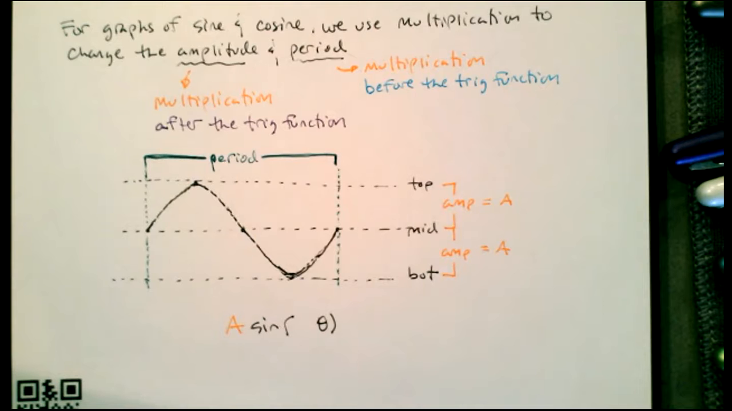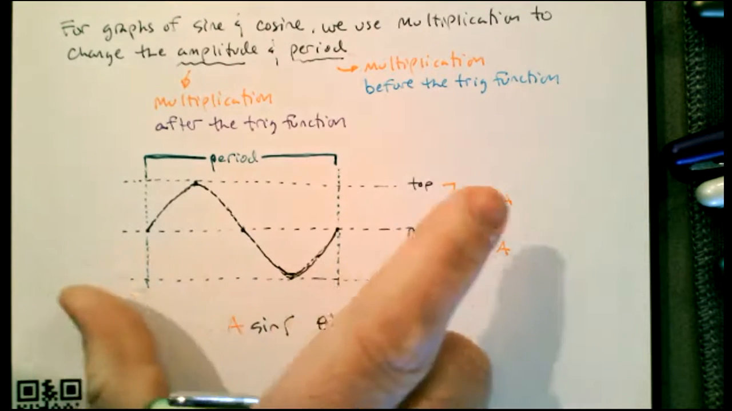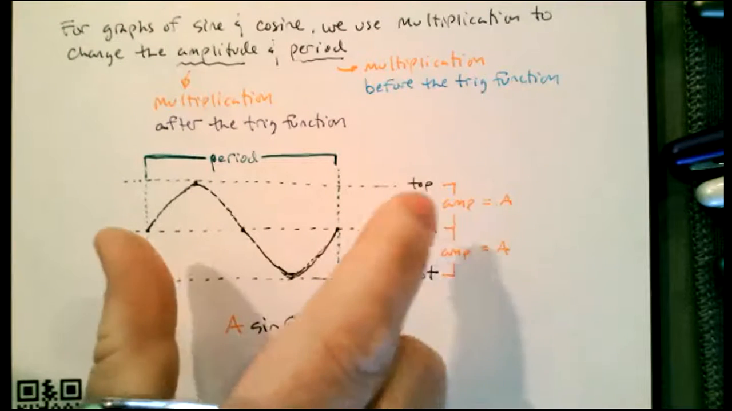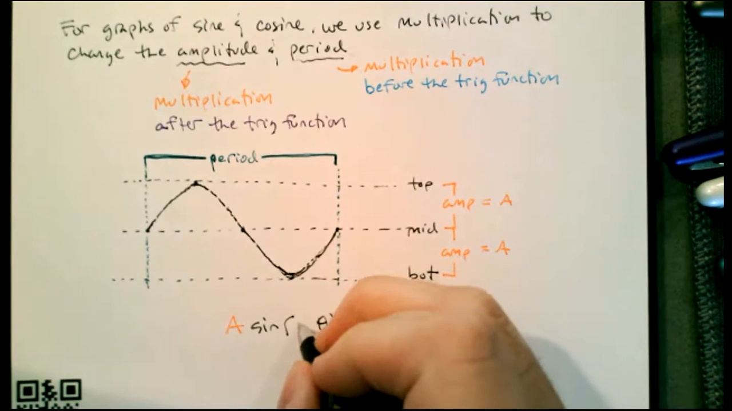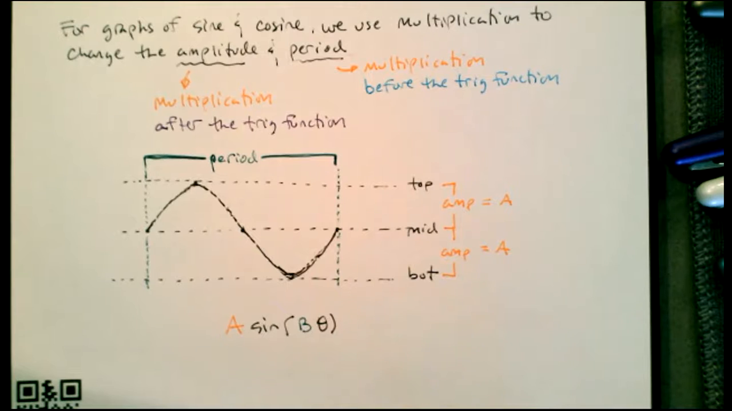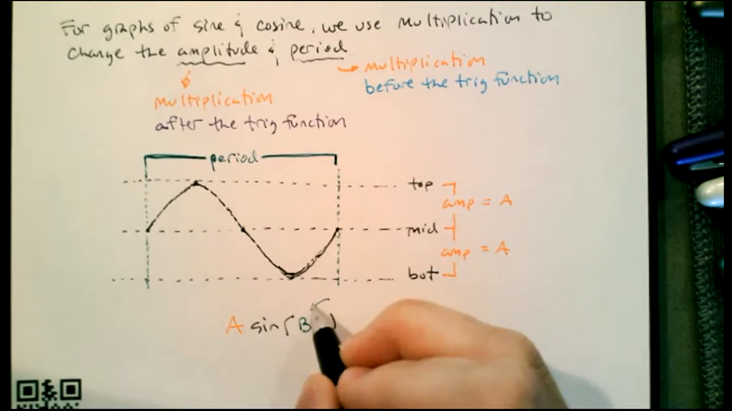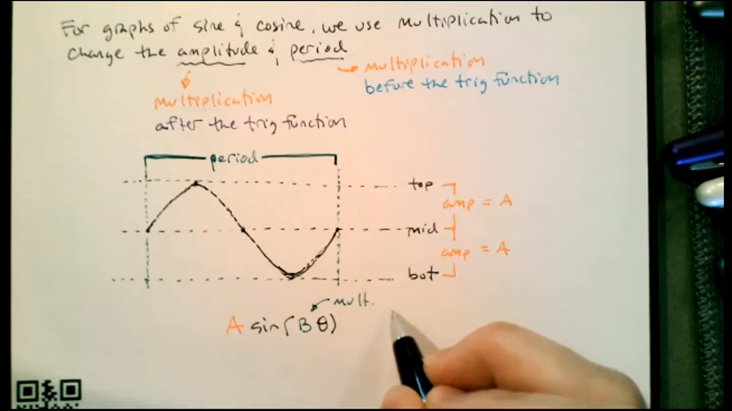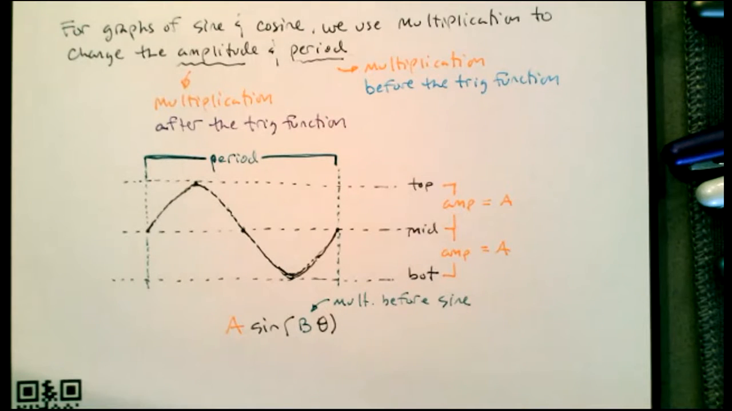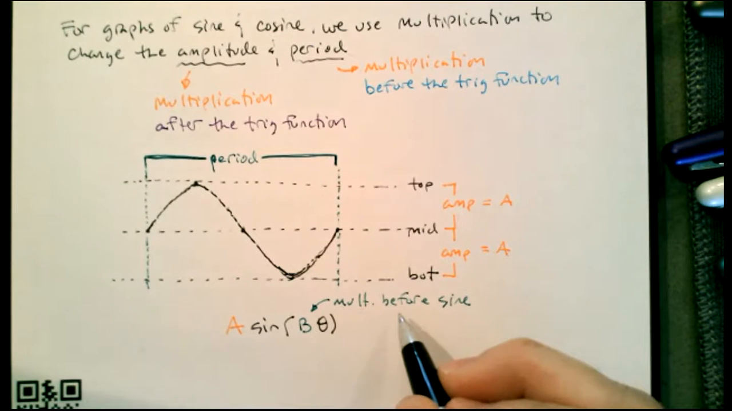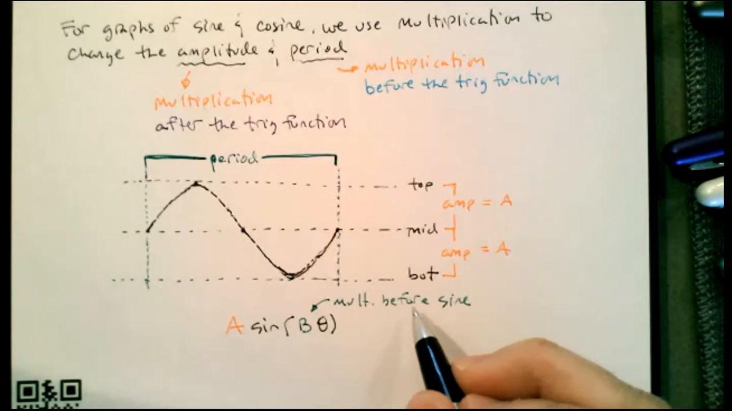So adjusting the period is going to stretch or compress the graph horizontally without adjusting the amplitude. If we use multiplication before the trig function, that's going to stretch or squish things horizontally. So when I write b times theta, I'm using multiplication before the sine. That's going to be horizontal stretch or compression. Multiplication, stretch or compression before, horizontal.